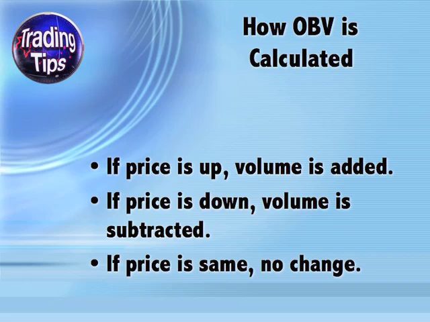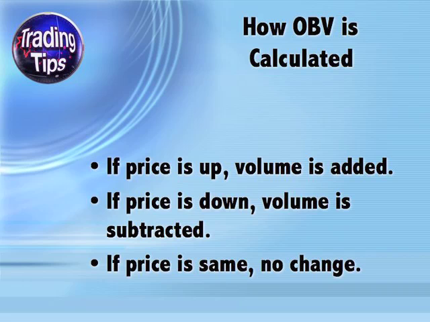If the closing price of a stock is higher than it was the previous day, then the day's volume is added to its existing OBV total. If the closing price is lower than the previous day's, then the day's volume is subtracted from the stock's OBV total. If the price is the same as it was the previous day, then no changes are made to OBV.